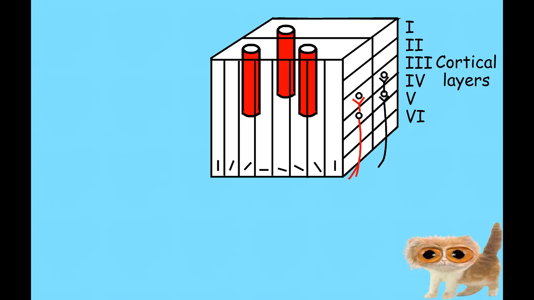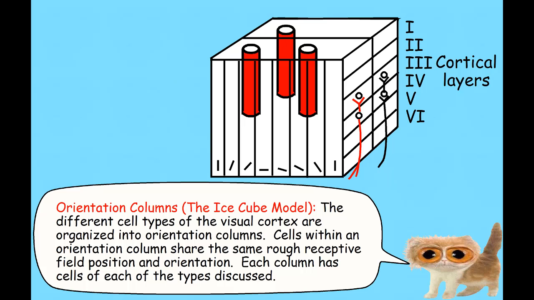We've been focusing on the feature extraction properties of individual cells in V1. Now let's turn our attention to the overall structure of V1. And that structure can be illustrated abstractly using what's sometimes referred to as the ice cube model. So in the ice cube model here, different cell types of the visual cortex are organized into orientation columns.